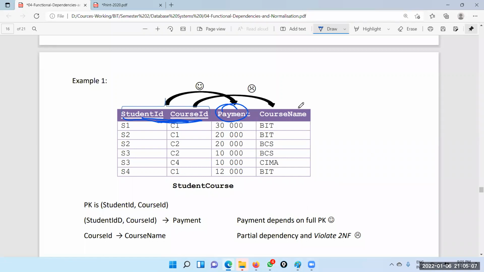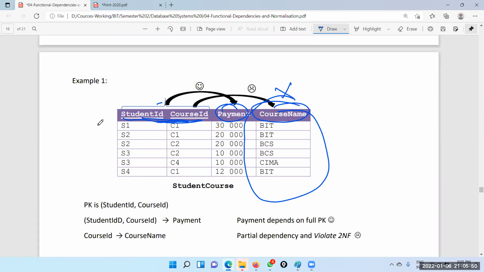But what about course name? Course name depends only on course ID. There's nothing to worry about student ID because this is course name. So course name depends on course ID. We can't say course name depends on student ID directly. So therefore now we have partial dependence. So this must not be here, because it has violated the second normal form. It's a partial dependency. It does not depend on the total primary key. It depends only on part of it, okay.